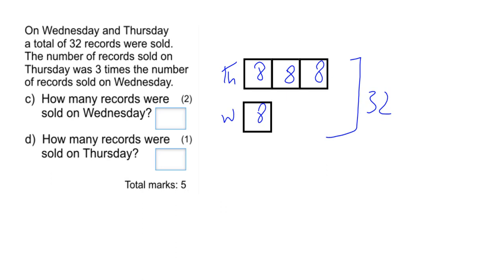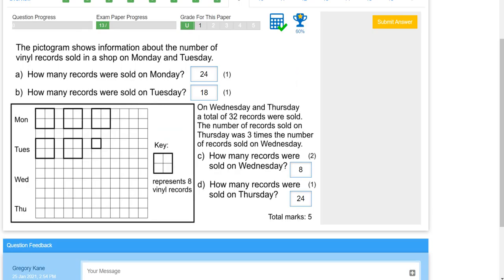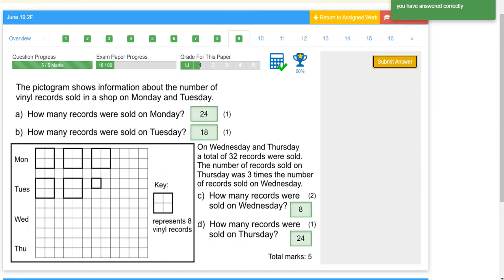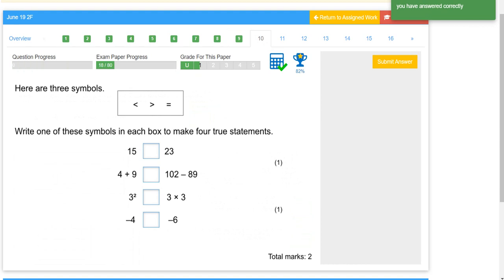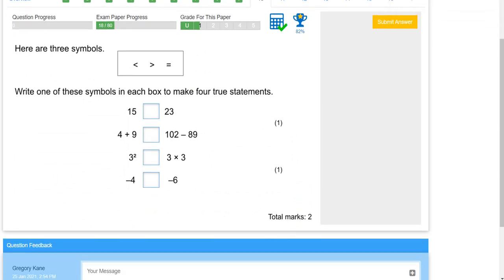I'll just put it into MathsWatch. And if I hit submit answer, then we got an extra 5 marks just for doing that, which is really, really good. Okay, we have some symbols here.